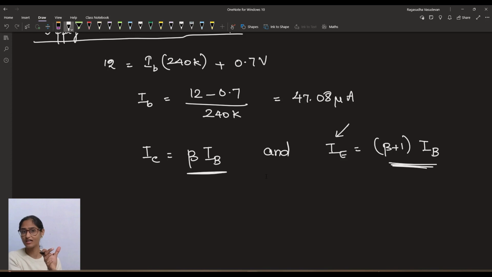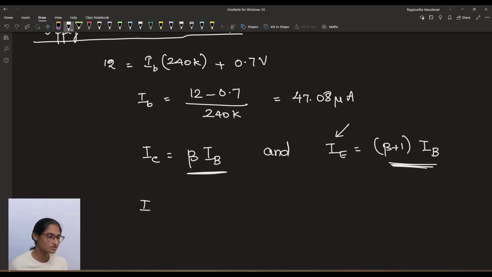You have an N sandwiched between two layers, right? Both of them are P materials. When that is the case, how can you ensure that IE will be a little greater than IC and not exactly the same? Keep thinking, and the answer to this question will follow in my next video.